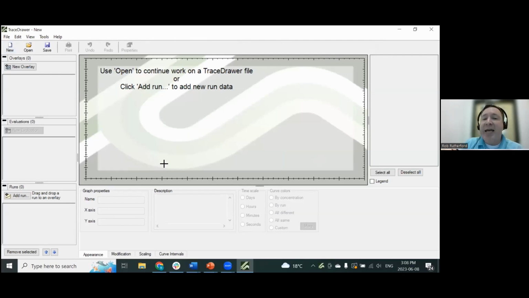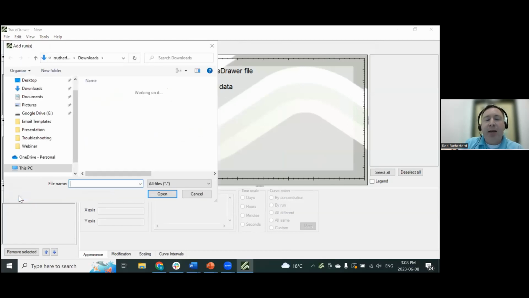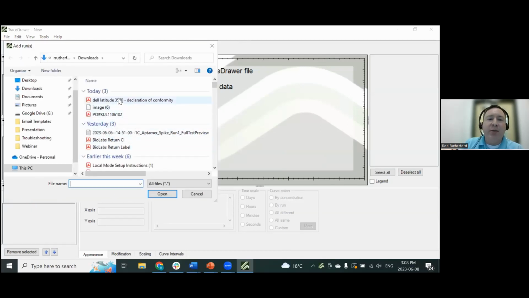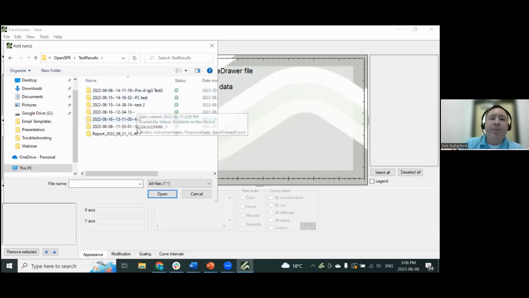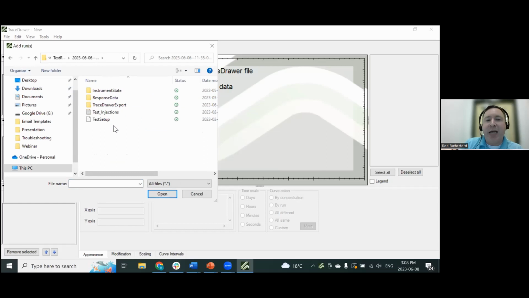In order to add any data, you click on Add Run down here on the bottom, and it's going to open up wherever it was that you last were. So our data is actually stored under Documents, OpenSPR, and then Test Results. When you open that up, any test that's been run on that laptop is displayed for you with the date, time, and name. So we ran a test recently that we're going to analyze.